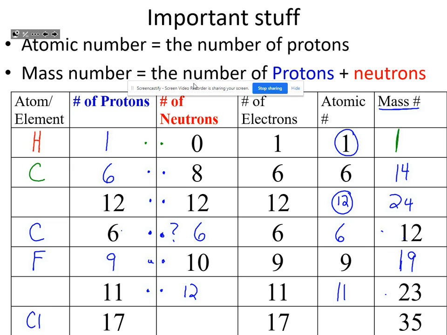All right, and chlorine would have 18 of these. Hopefully you're thinking to yourself, well, how did he get that? Oh yeah, because protons plus neutrons equal the mass number. 17 plus 18 does that. And the atomic number, hopefully you see, is 17.